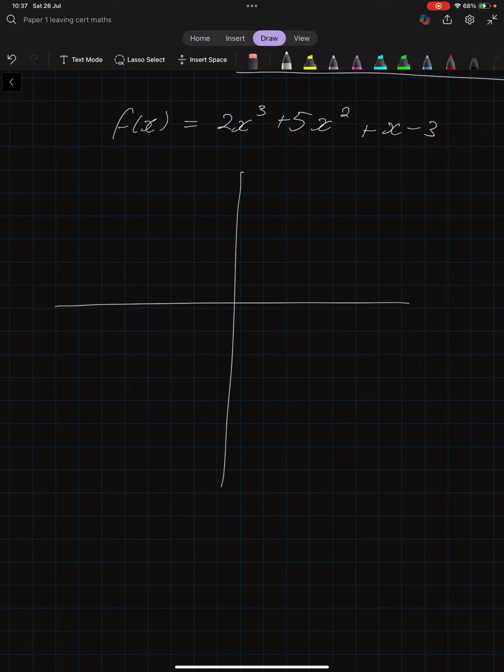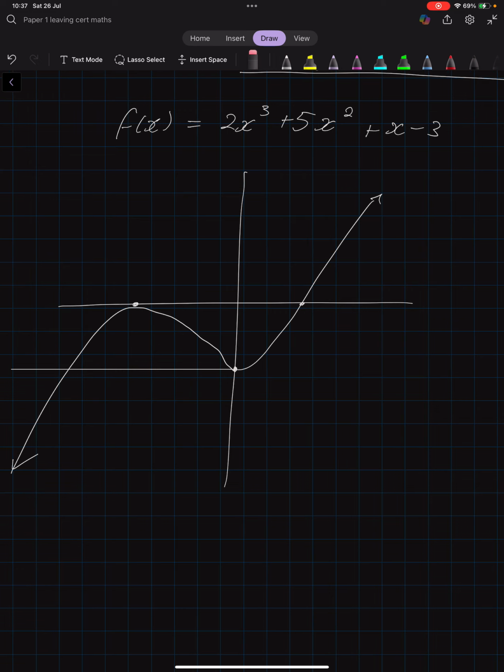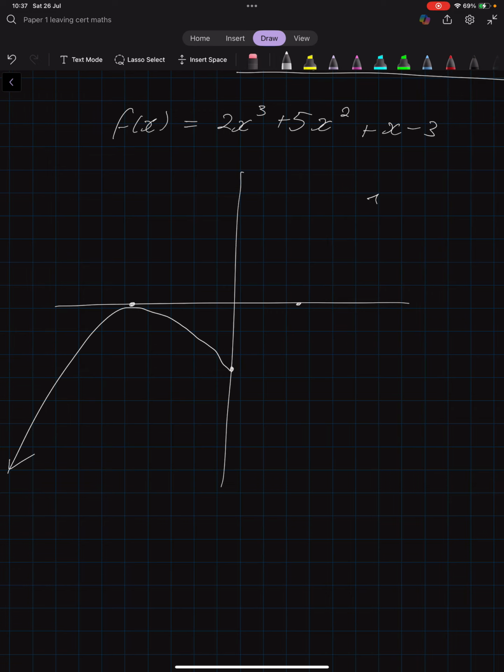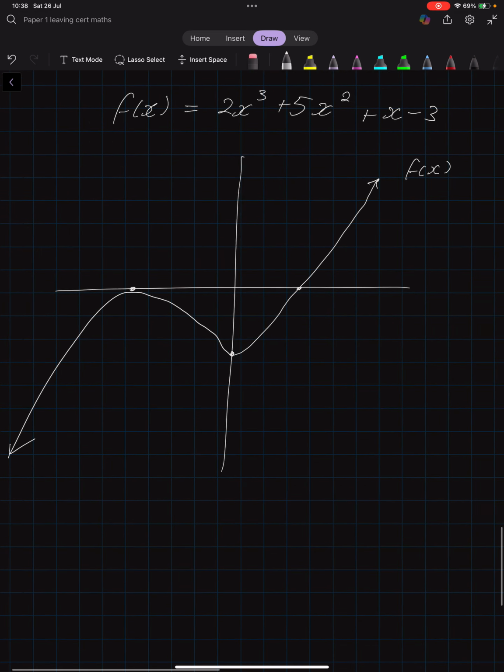So first of all, if I plug in 0, I get minus 3. There's one root is here, and the other root is somewhere over here. So it's simply just like this. Like that. Okay? I have no idea where that line has come out of. Sorry, I don't know where that came out of. But anyways. And that's it. So that's f of x, roughly. Okay? And they say, okay, what's f prime of x?